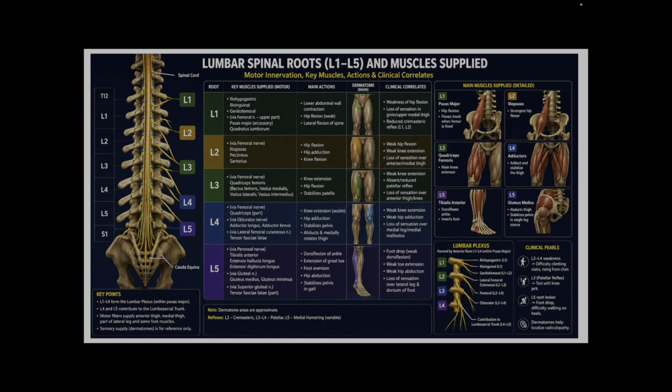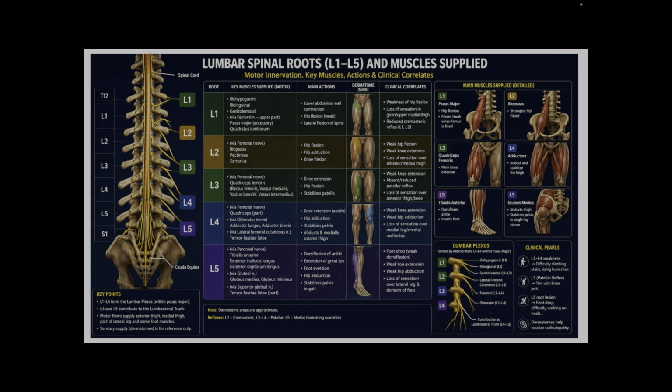So what are the primary actions? The primary actions of this L1 nerve root include contraction of the lower abdominal wall, weak hip flexion, and lateral flexion of the spine. The L1 dermatome covers the groin and upper medial thigh. What is the sensory supply? The L1 dermatome: groin and upper medial thigh.